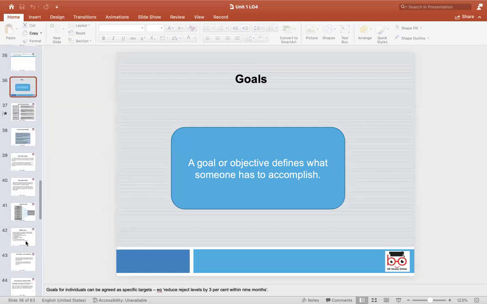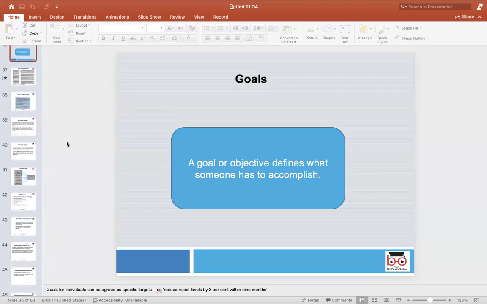Now, goals. A goal is basically an objective or definition in terms of what someone has to accomplish or what someone has accomplished. So a goal or an objective defines what someone has already accomplished and how well they are doing that. That would influence the people as well when they're performing, because they're pushing themselves to achieve these specific goals.